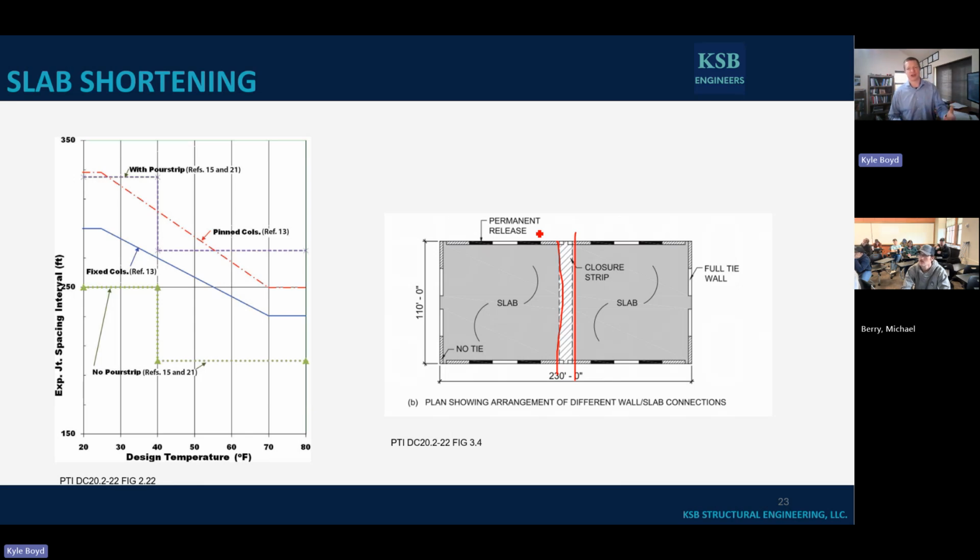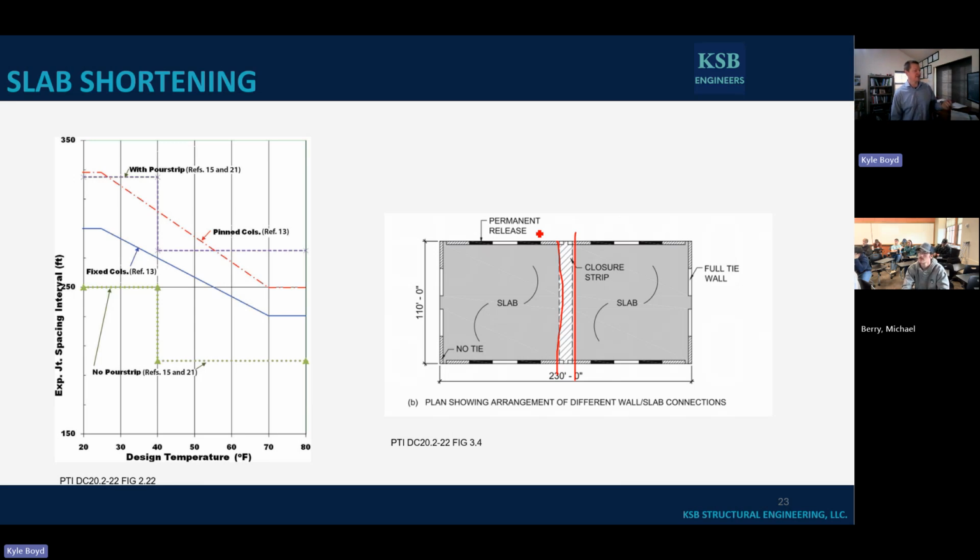That's where you as the engineer have to use your art and your judgment to figure out how to mitigate the amount of shortening that's going to happen. Another great example to look at when we talk about shortening is at what point do I just need an expansion joint because the slab's just too long.